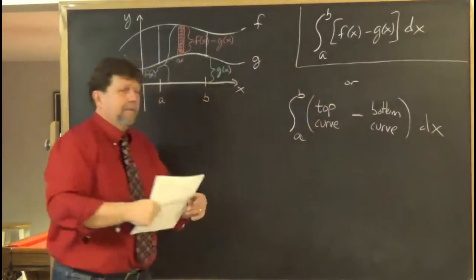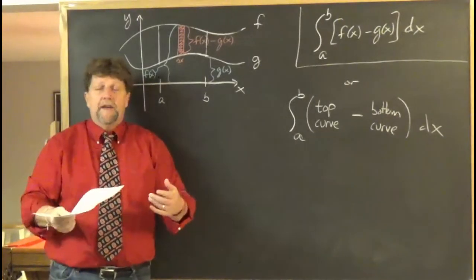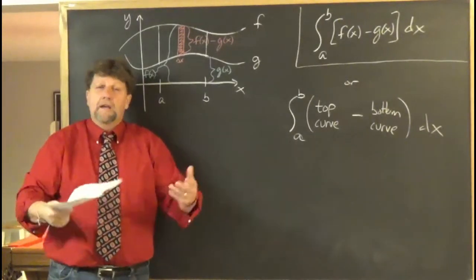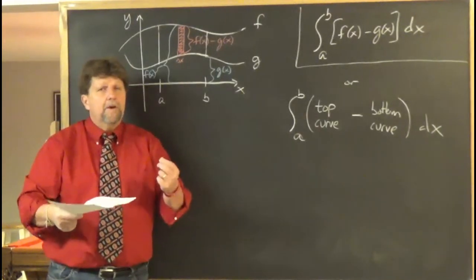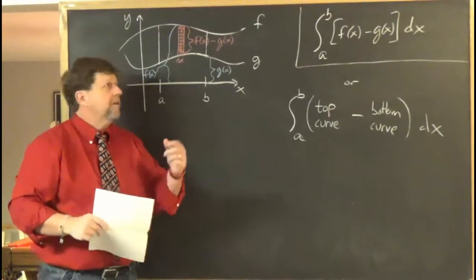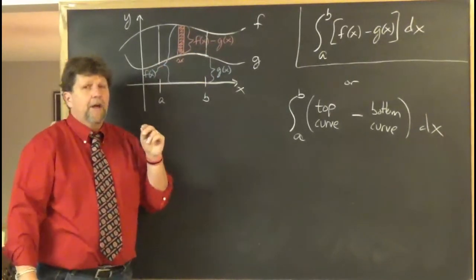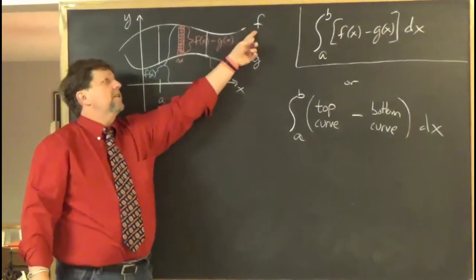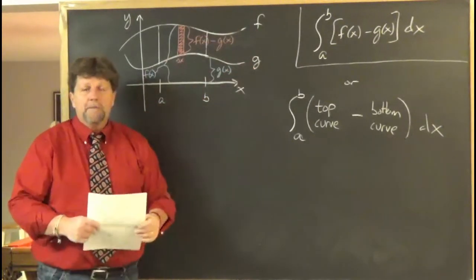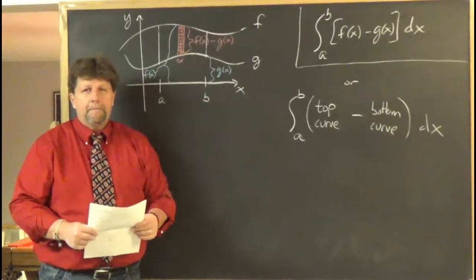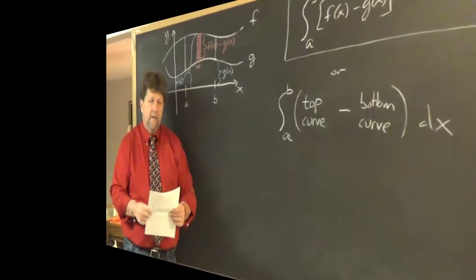So that way, it doesn't matter what the top curve is called. It could be called f of x or g of x or h of x or just simply y, and the same for the bottom curve. But in general, we're integrating the top curve minus the bottom curve. And that's because no matter where I put that representative rectangle in the interval a to b, f would always be the top curve, and g would always be the bottom curve. So let's head back to the slides and see what is next.